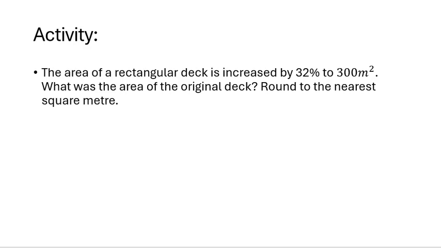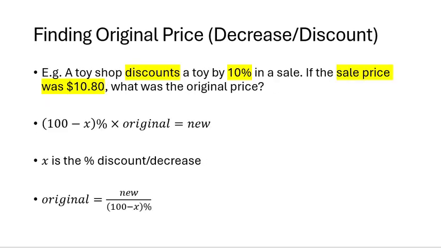Now, please give this one a try. Just use the same formula that I did. You should be okay. This is when you're trying to find, no, I wouldn't say original price, I'd just say value. A toy shop discounts a toy by 10% in a sale. If the sale price was $10.80, what was its original price? I'm just following the same step based on this formula here. Just remember, this is for when you're decreasing. So instead of adding your percentage to 100, you're going to subtract it.